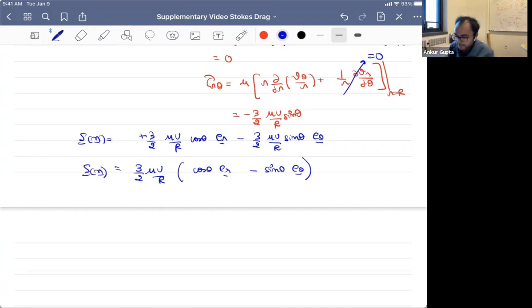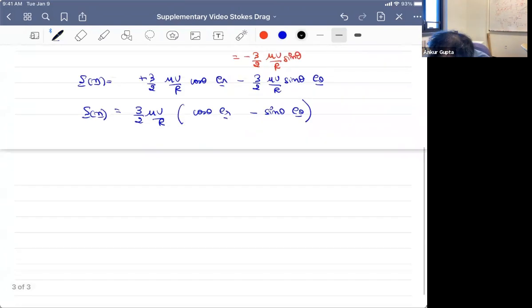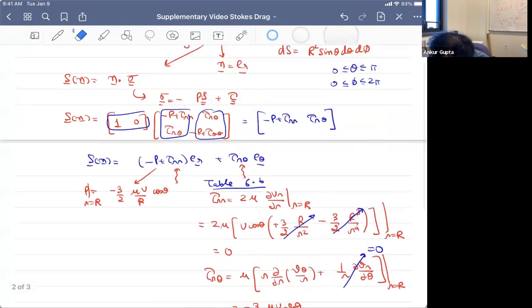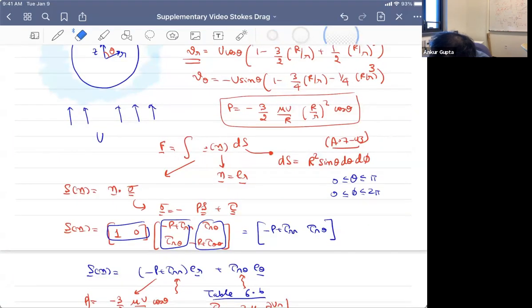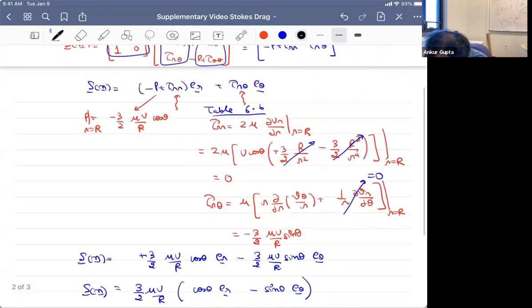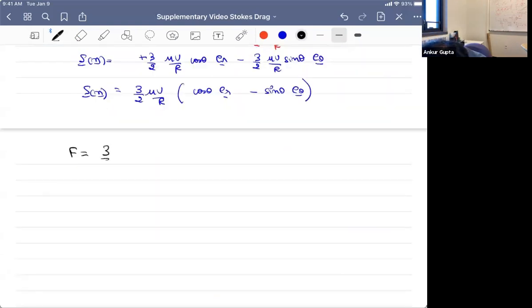And what we now need to find is the force. So let me just take out this 3 by 2 mu u by r. Note that now I will be substituting the stress vector here times ds. Okay, so this is now the plan. So we get 3 by 2 mu u by r, then we'll say cos theta er minus sine theta e theta.